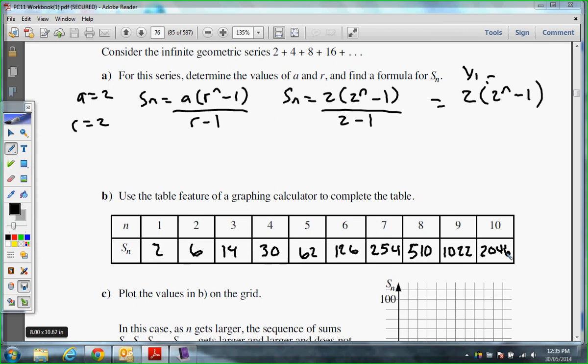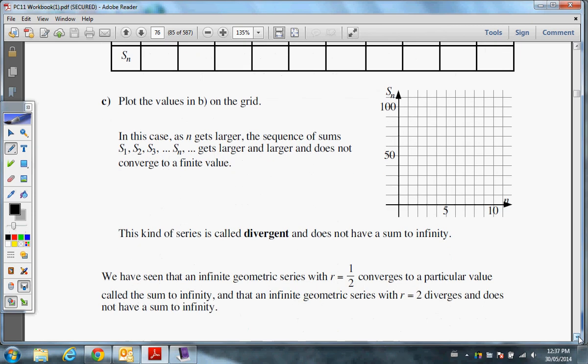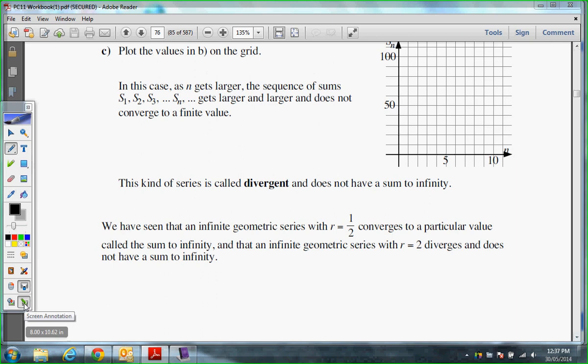Okay, so let's go ahead and look at it plotted now. So if I plot it here, we've got 1 is 2, so it's going by tens here. So 1 would be right here, 2 would be 6, 3 would be 14, 4 would be 30, 5 would be 62, 7 would be 126, way up here. So you can see it's taking off. So it's not approaching anything, it's taking off.